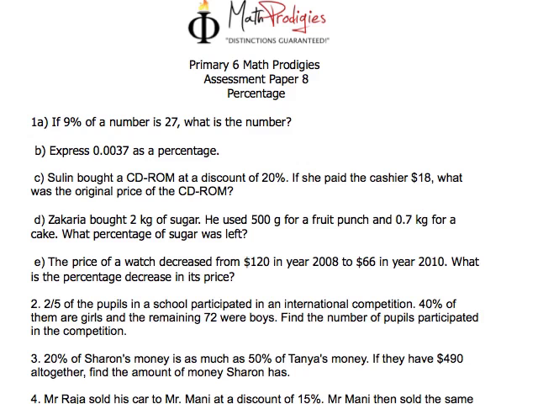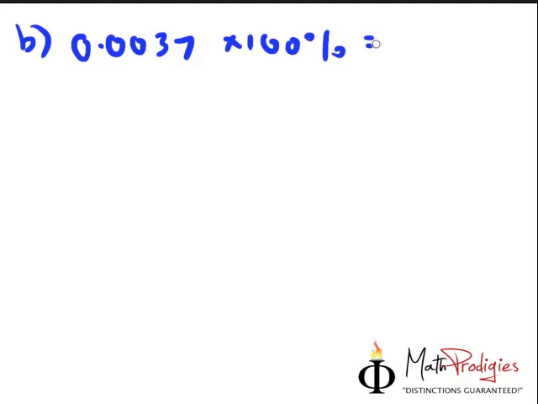Part B says, express 0.0037 as a percentage. Again, this looks very tricky, but all you have to do is just times 100%. And what you will find is, you move the decimal point 1 and 2, and you will get 0.37%. That is the answer. Okay, for part C, let's take a look. Wow, we're moving really fast.